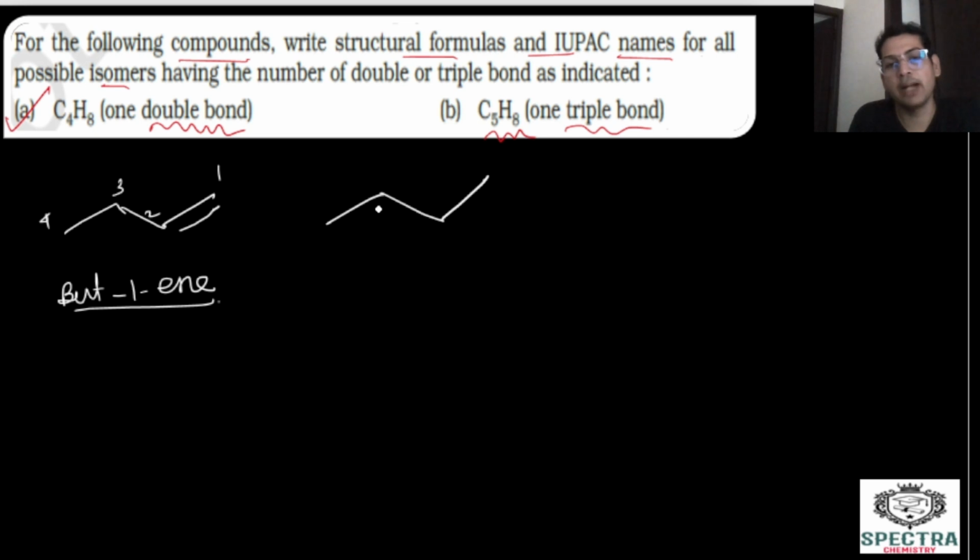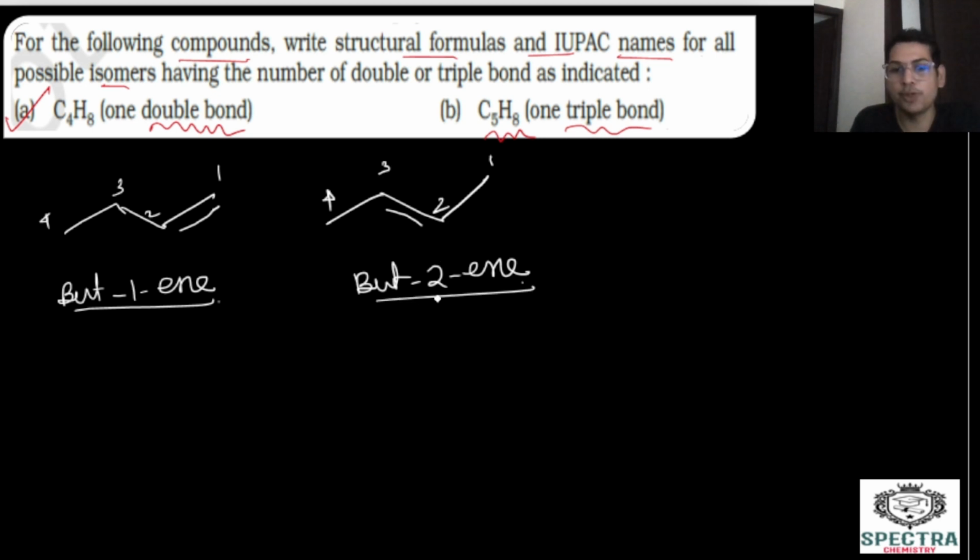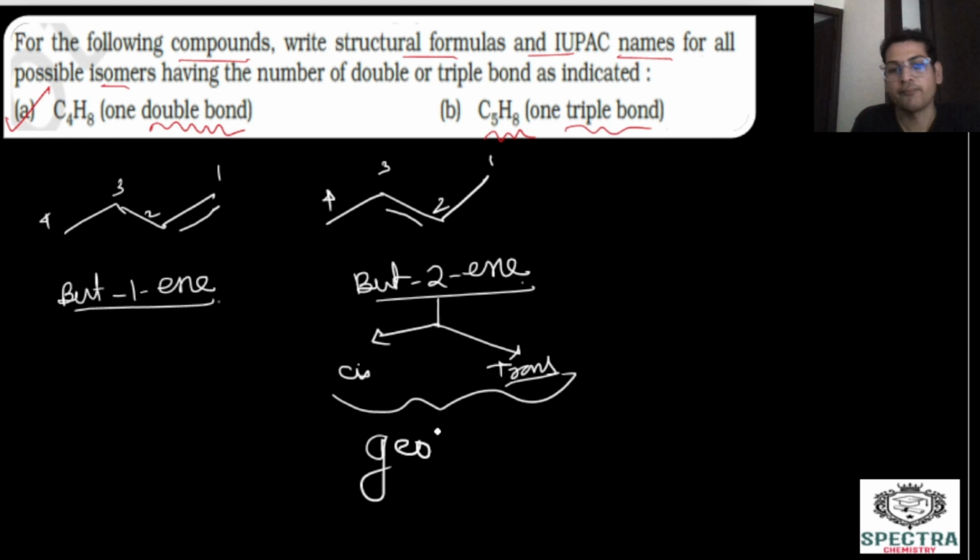No problem. But sir, I can do this thing also. I am putting 4 carbon and I am putting a double bond here. Definitely you can do this, no problem. So 1, 2, 3, 4. So the name of this is but-2-ene. But sir, in but-2-ene, there are 2 possibilities, right? Yes, one is cis, another one is trans. These 2 are actually geometrical isomers. I have told you about geometrical isomers in detail, right?